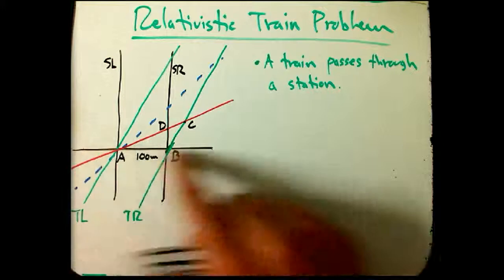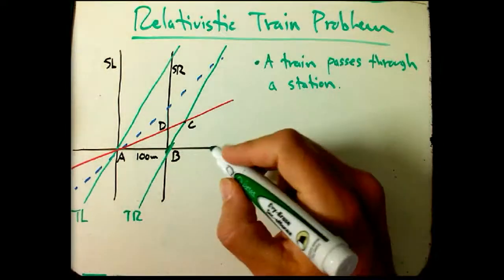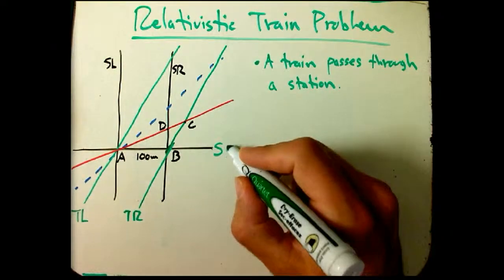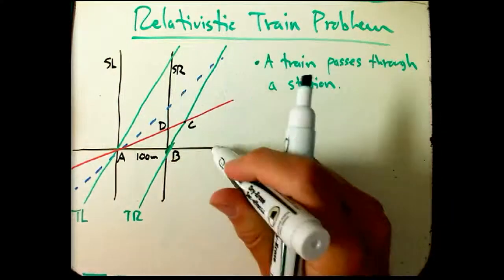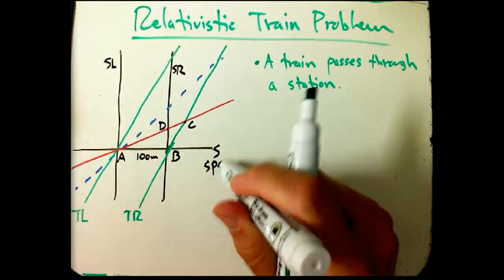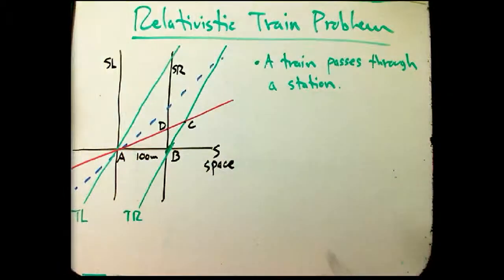And then here is a rest space. This is the station. Actually, I should make that in black. This is the space according to the station, that's orthogonal to his world lines.